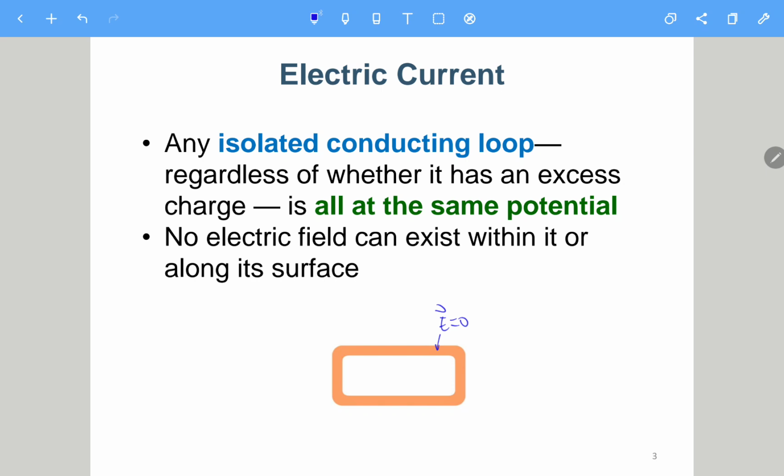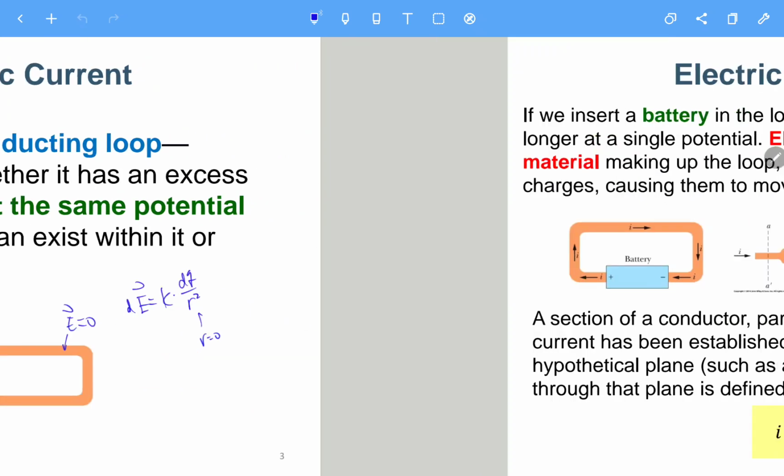So the surface is like a boundary. You cannot even define the E field there, because if you consider the equation dE equals k times dq over r squared, if r is zero, then it is infinity. So actually dE is not defined on the surface, I would say. But anyway, we don't consider this kind of strange problem.